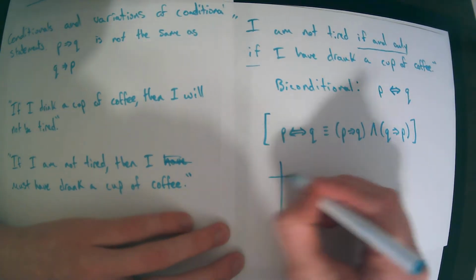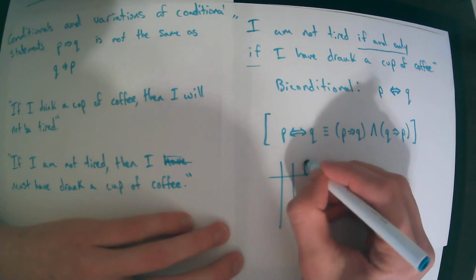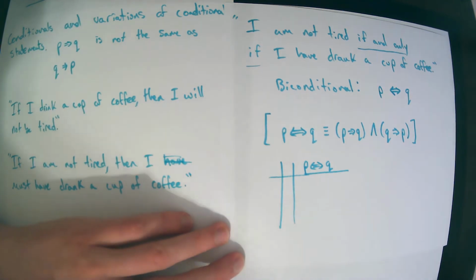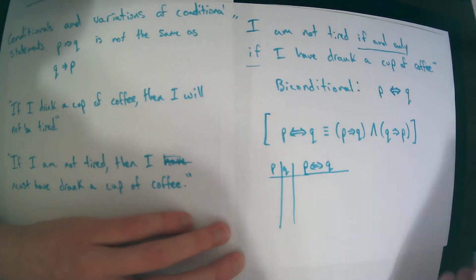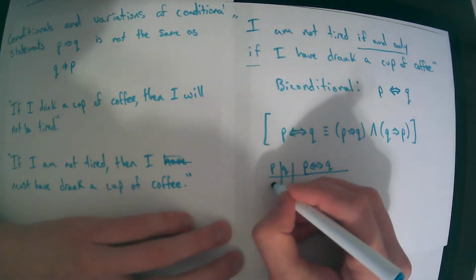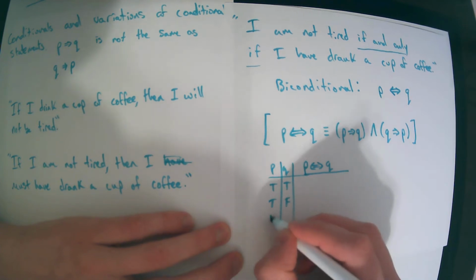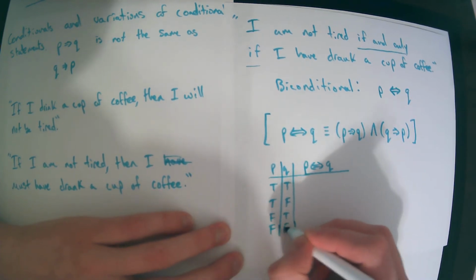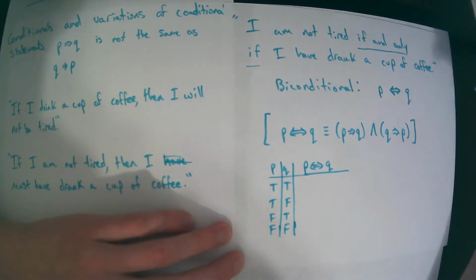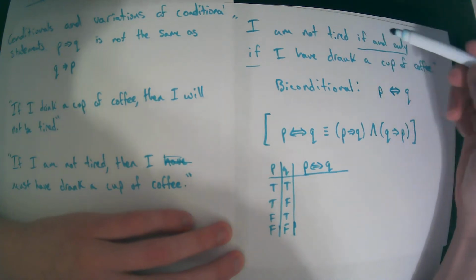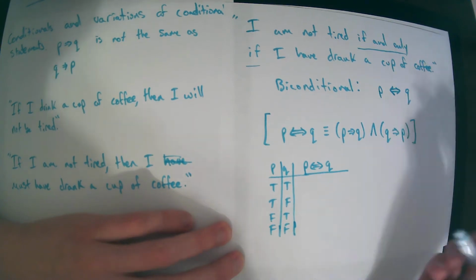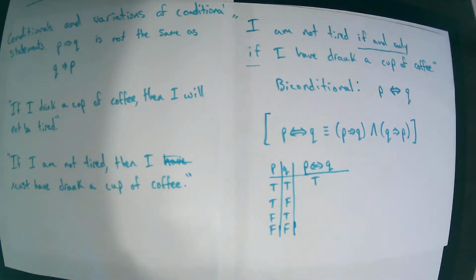Let's just look at the table, and instead of using any rules about previously built compound statements and such things, let's just try to reason our way through the truth table for this biconditional. Let's see if we can figure out when this statement is true. So what am I saying? I am not tired if and only if I have drank a cup of coffee. If both parts of this statement are true, then the whole statement is true.